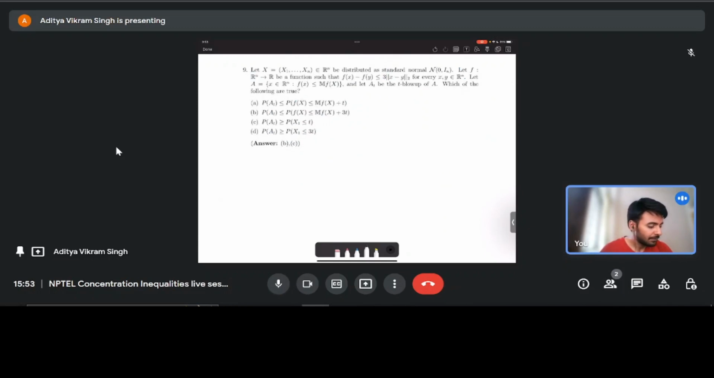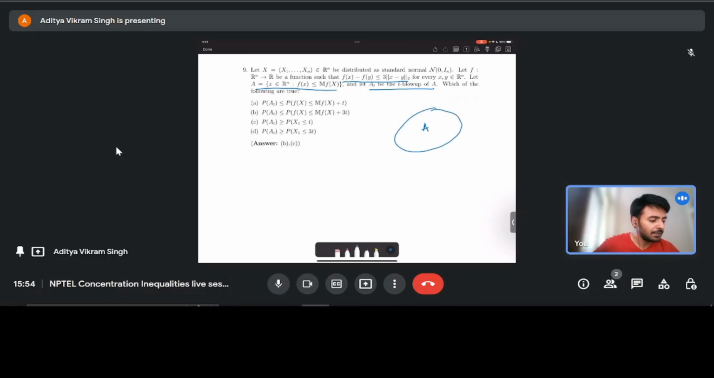Okay, question number 9. Let x be distributed as standard normal again. Let f be a function such that |f(x) - f(y)| is bounded, again we have this Lipschitz condition. Let A be the set, again we have a similar thing here, of all the x's where f(x) is less than or equal to the median of f(x). And let At be the t blow up of A. Which of the following are true? Okay, so similar to what we have seen earlier.